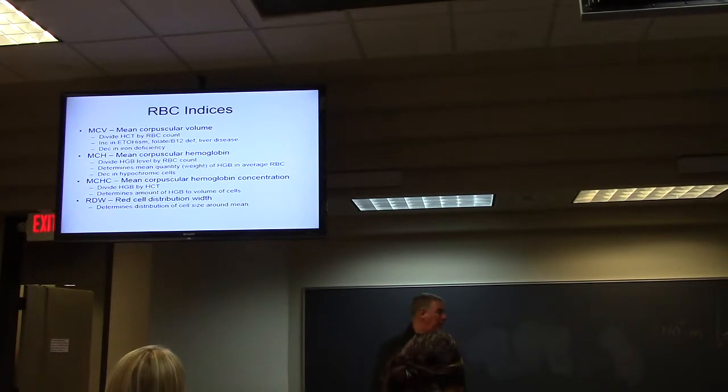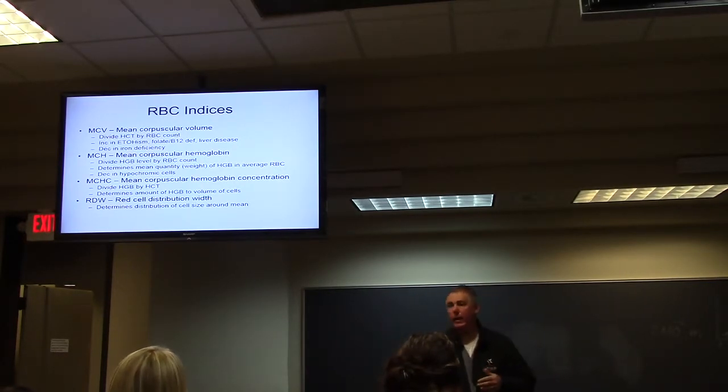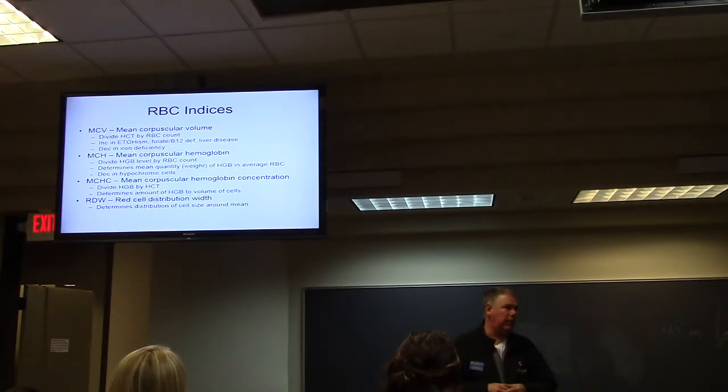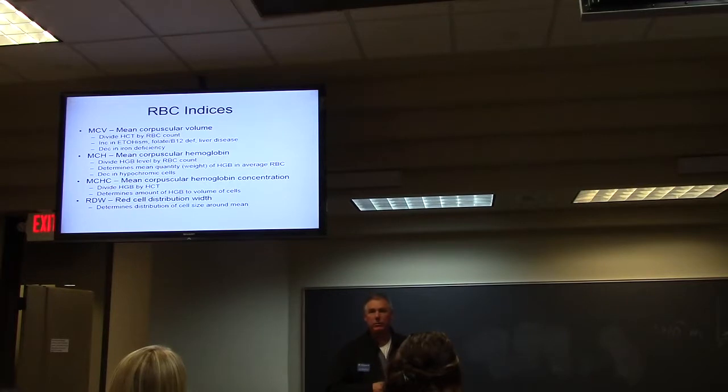MCH is the mean corpuscular hemoglobin. It says here, it determines the mean quantity, the weight of hemoglobin in the average RBCs. And since it's weight, it's measured in picograms, the actual weight in the average RBCs. Again, Annie got it correct that in hypochromic cells, it's decreased. You're really not going to see hyperchromic cells. I don't think I've ever seen that reported, hyperchromic cells.